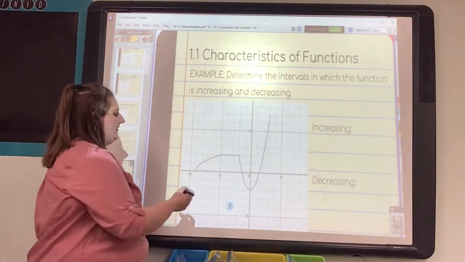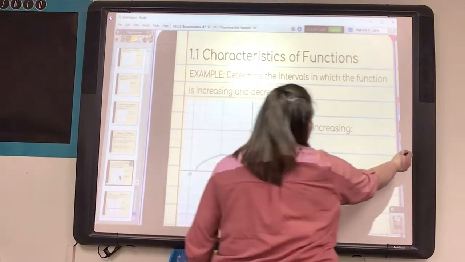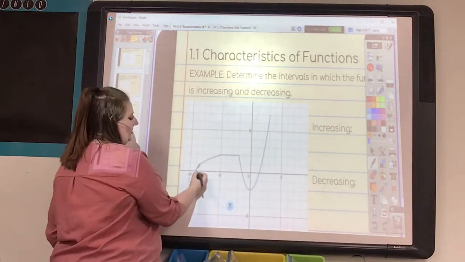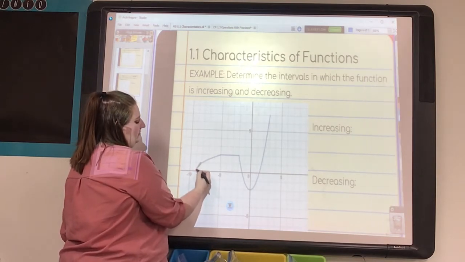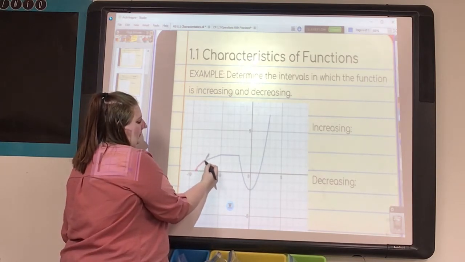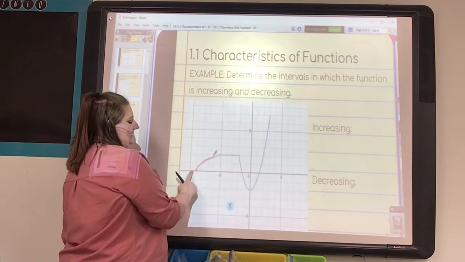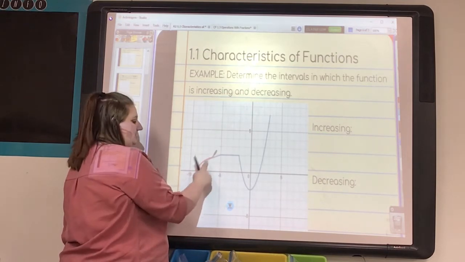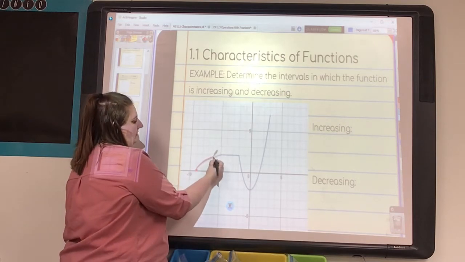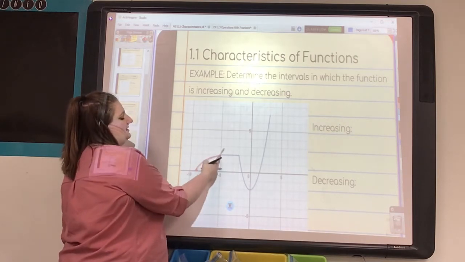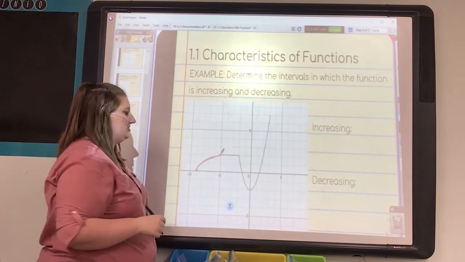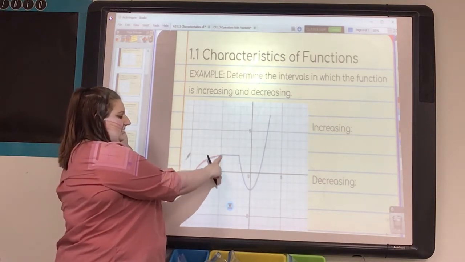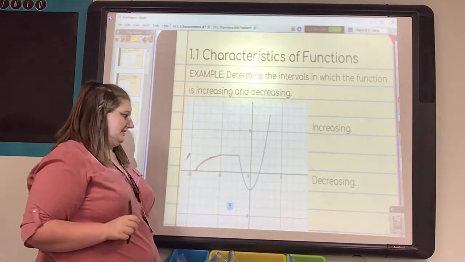So if I start, and I'm going to do this in different colors so we can see it, if I start on this part of the graph, as I move to the right, my graph is going upwards. So notice as my x values are getting bigger and bigger, my graph is going up, so my y values are getting bigger. So I get to this point before my graph changes. So I'm going to stop there for a second. So I know from this point to here, my graph is increasing.